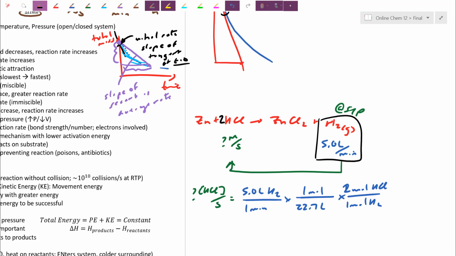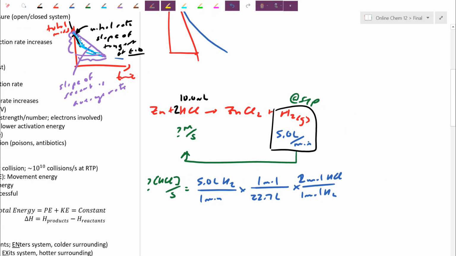I would need to actually give you a little bit more information to actually get it to concentration. So let's say my HCl solution was actually 10 milliliters. I can then take moles divided by 0.01000 liters. All the other units would have canceled out. I have moles per liter.